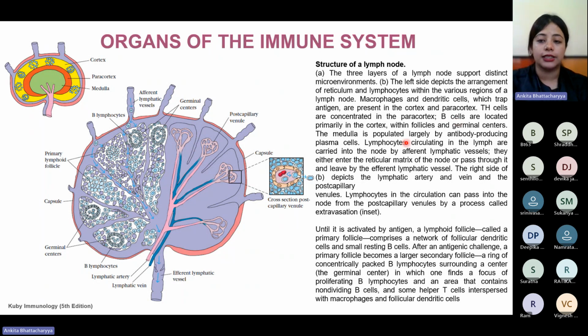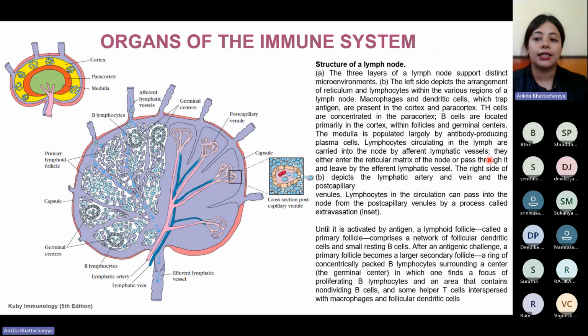The medulla, on the other hand, is populated largely by antibody-producing plasma cells. If you remember, as we had discussed in the previous class and also in the lectures, plasma cells are just the activated B cells, which are now producing antibodies or secretory antibodies, which will be released into blood circulation.